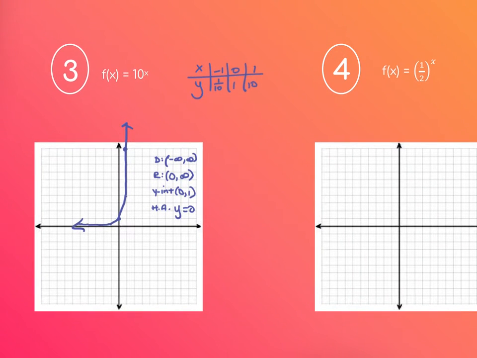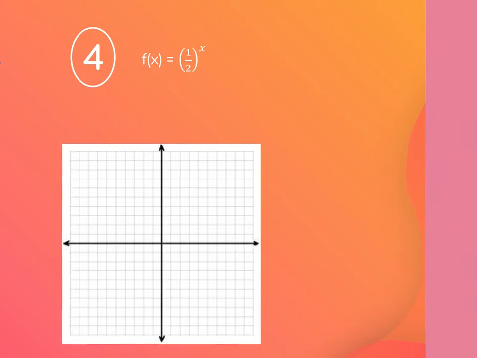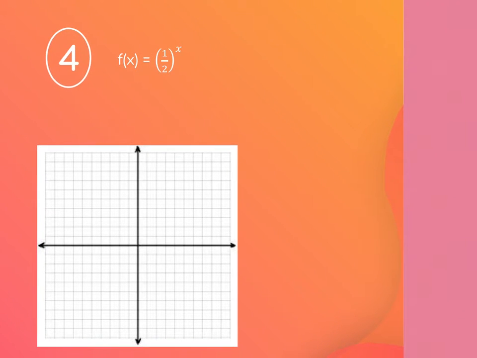Okay, so now 4 changes how? It's a fraction. So we said two things happen when it's a fraction, right? Well, not two things. One major thing is that it decreases now, and so it's going to start up and it's going to fall to the left. You'll see that if you plug in points.